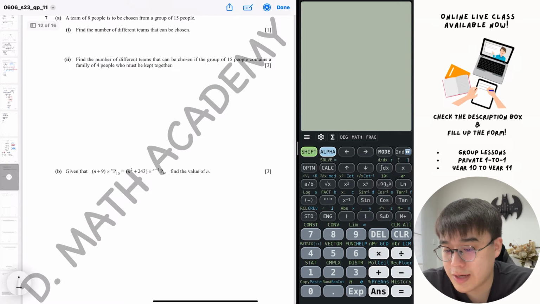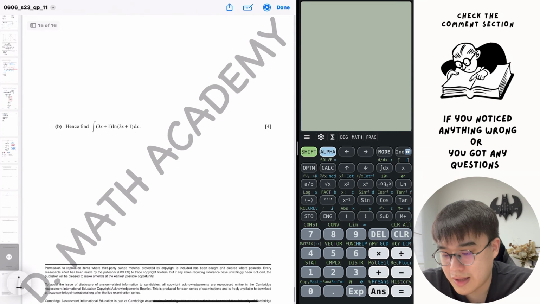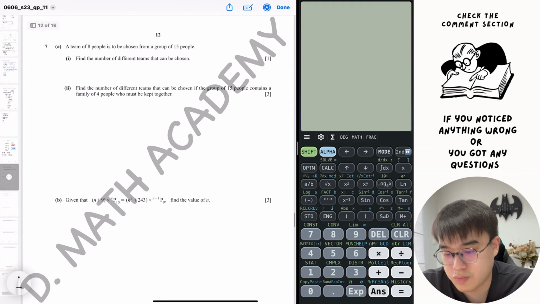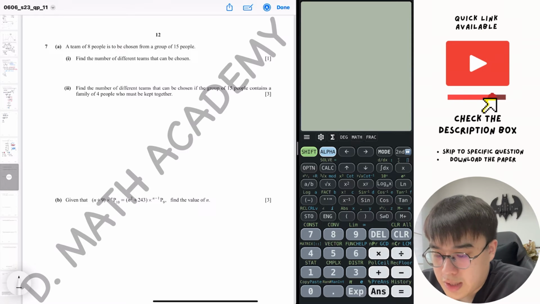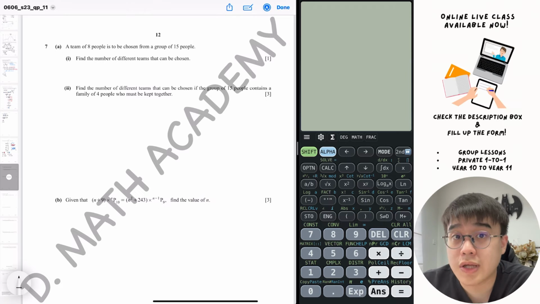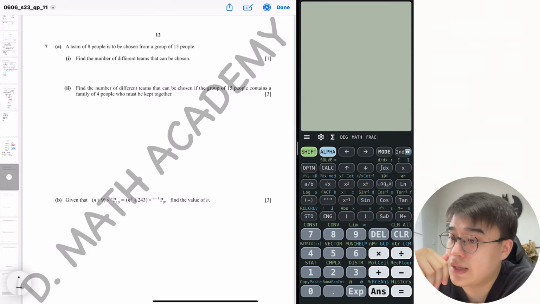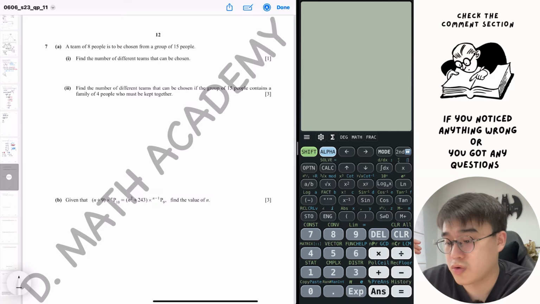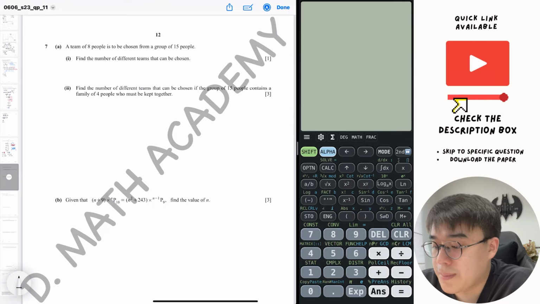Let me see what other questions we have. 7, 8, 9, and 10. Okay, so it should be pretty quick now going forward. So a team of 8 people is to be chosen from 15 people. So I saw the keyword chosen, and what else helps me decide whether to use permutation or combination will be the amount of information.